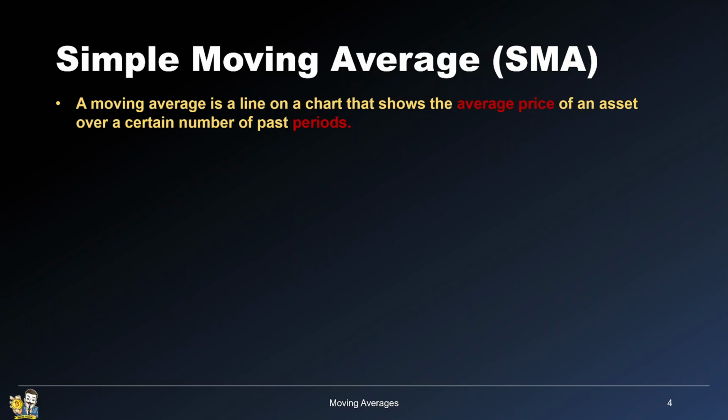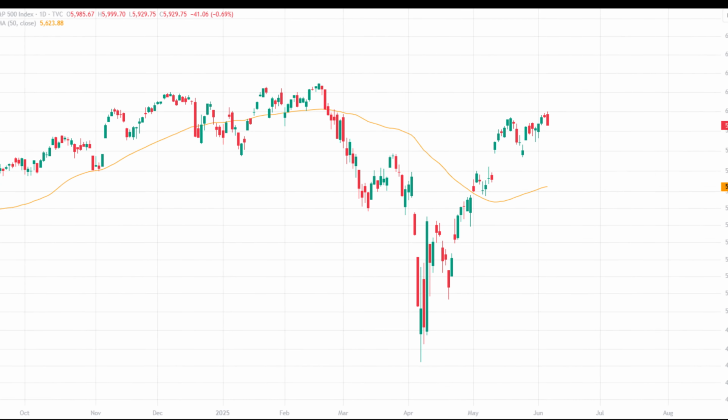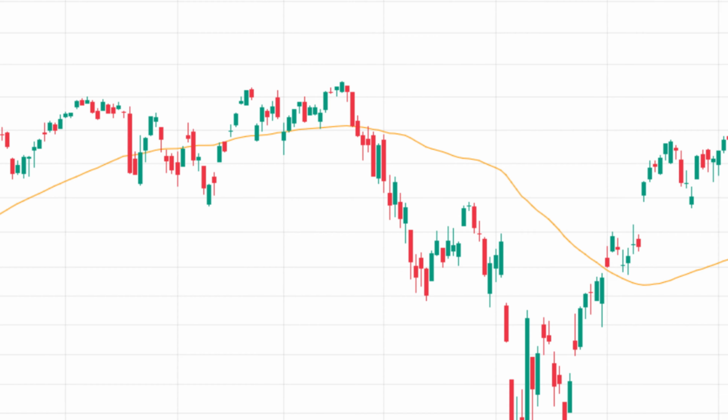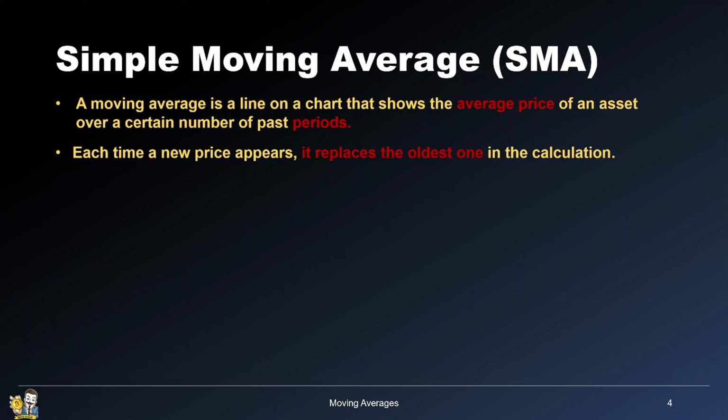Alright, a simple moving average, or SMA, is a line on a chart that shows the average price of an asset over a certain number of past periods. For example, this orange line is a 50 SMA. Each time a new price appears on the chart, it replaces the oldest one in the calculation. You should know that the most commonly used price is the closing price of the candle.